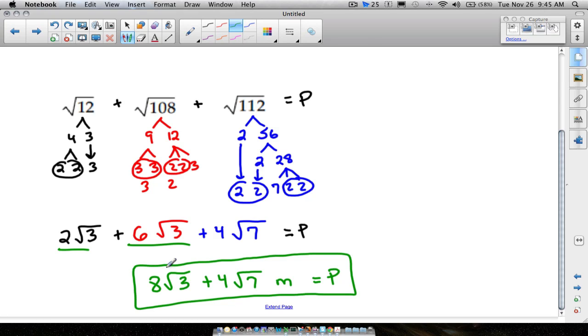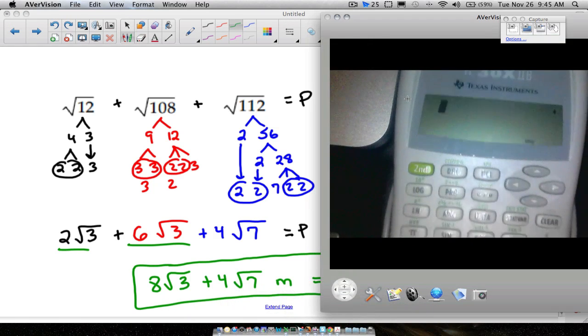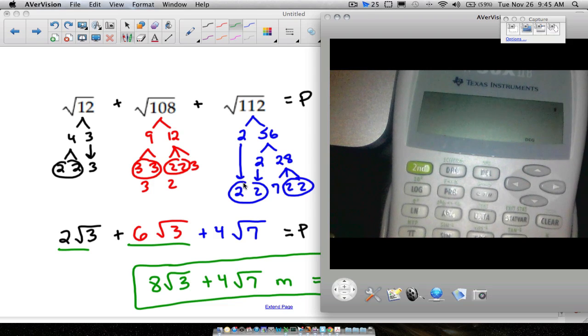You might second guess yourself on how we broke up this 112. But just to show you that this is correct, 2 ways to check our work here. First of all, if you were using a calculator to break up that 112, we had 2 times 2 times 7 times 2 times 2. That should give us 112. Notice we get the 112, so we're good there.